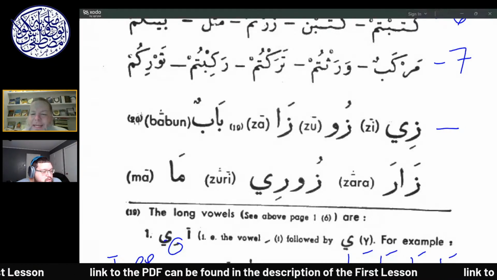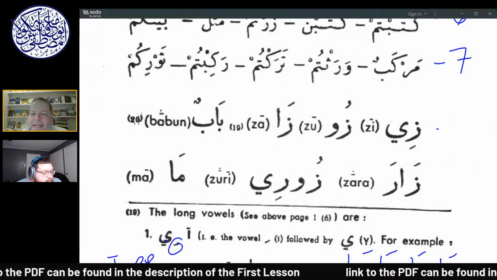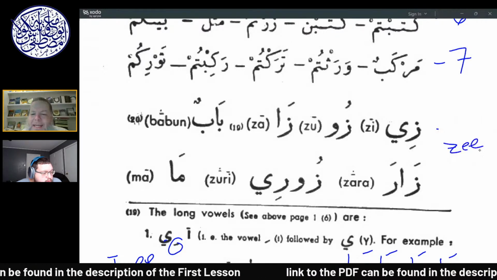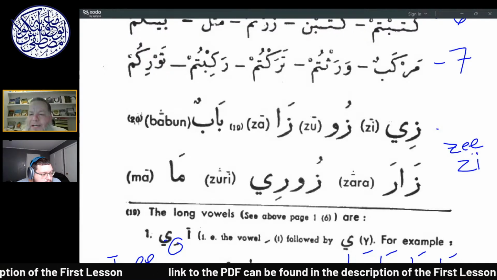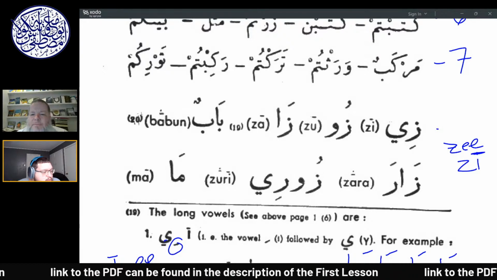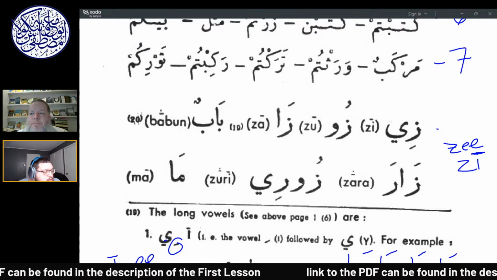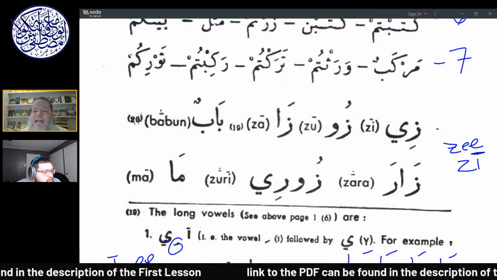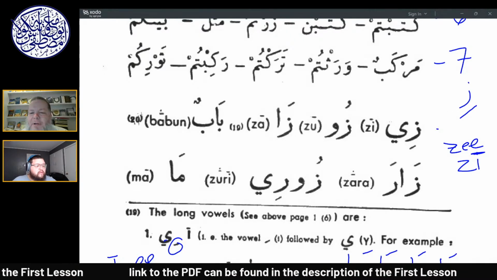You can write ZEE if you want for now, if it makes it easier, but they're going to write it with a line over it. I get it. So if it was by itself, it would be Z.